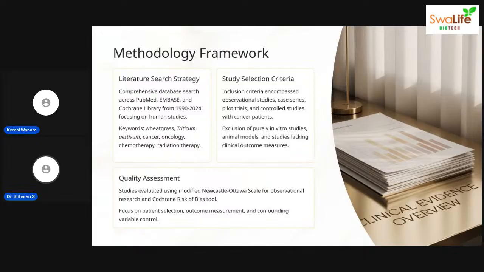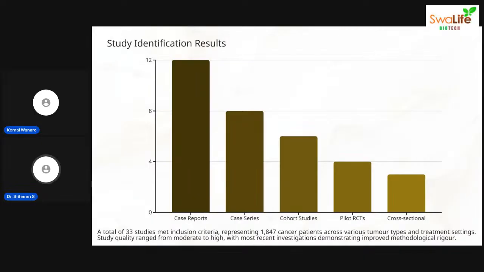Likewise, while you are evaluating the study, these two skills are very important for analyzing and evaluating it. So while we are doing a meta-analysis or systematic review, as a final year student or as a working professional, these skills play a major role while we are writing a meta-analysis on a nutraceutical product. So this is the study identification result.